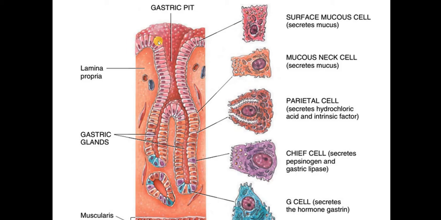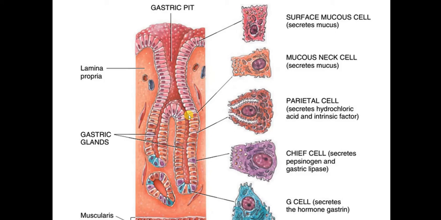Once again, the surface. Here we have a gastric pit, which is covered by surface mucous cells. Next, in the neck region of this gland, we have mucous neck cells. They are the same as surface mucous cells, but they produce mucus more extensively, just because very aggressive juice is coming here.